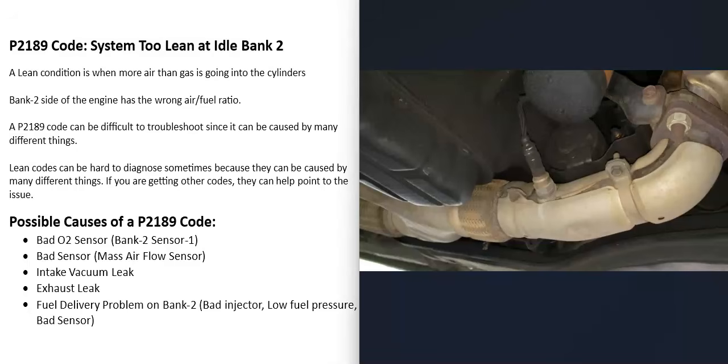And so what would be some possible causes of a P2189 code? Well, the first thing that could cause this is a bad bank 2 sensor 1 O2 sensor. This sensor is the sensor that's reporting the information back to the computer. And if it goes bad, it might just be giving out bad information, so the computer just thinks there's a problem when there isn't.